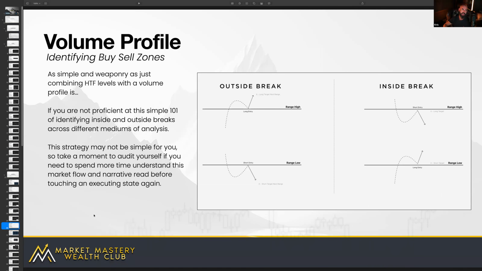So as simple a weapon as just combining high time frame levels with a volume profile is, if you're not proficient at this simple 101 of identifying inside and outside breaks across different mediums of analysis, this strategy may not be simple for you. So take a moment to audit yourself if you need to spend more time understanding this market flow and narrative read before touching an execution state again.